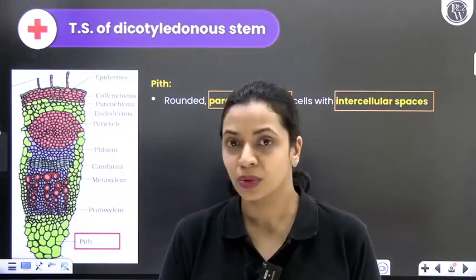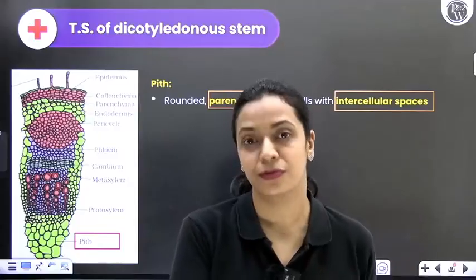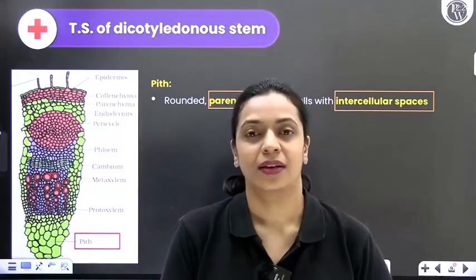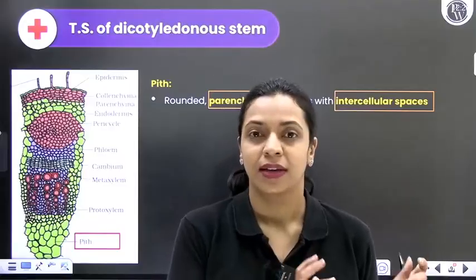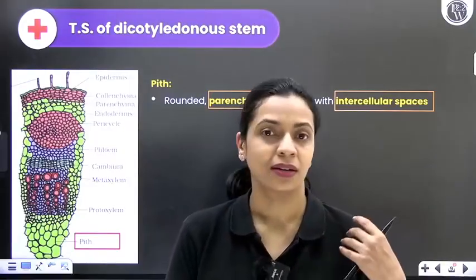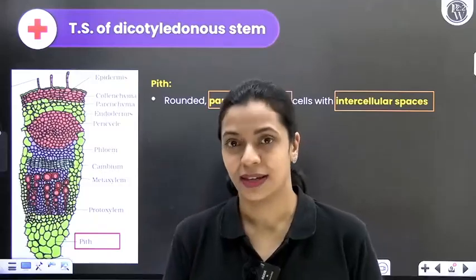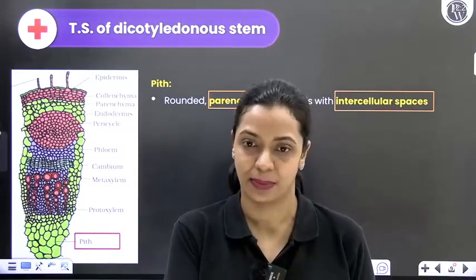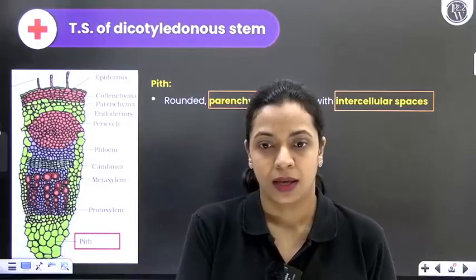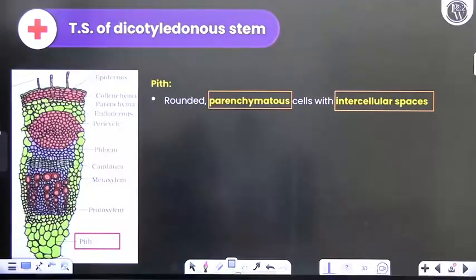In dicot root, you do not find collenchyma. In dicot stem's hypodermis, you find collenchyma. The vascular bundles are radially arranged in dicot root. It is conjoint open type in dicot stem. Xylem is exarch in dicot root. Xylem is endarch in dicot stem. Alright, so these are the differences between your dicot stem and dicot root.